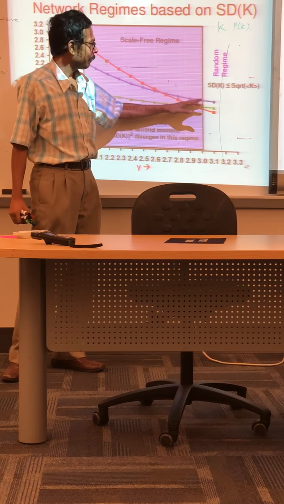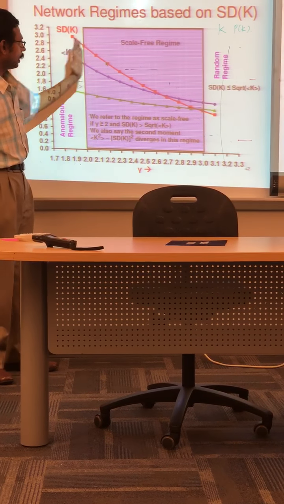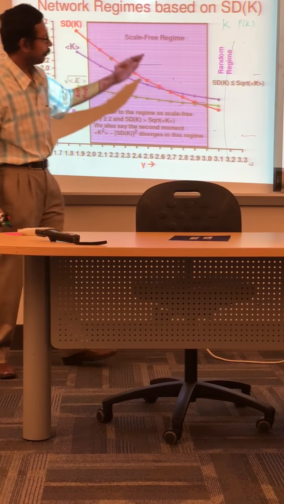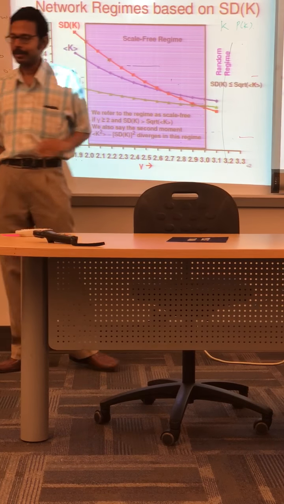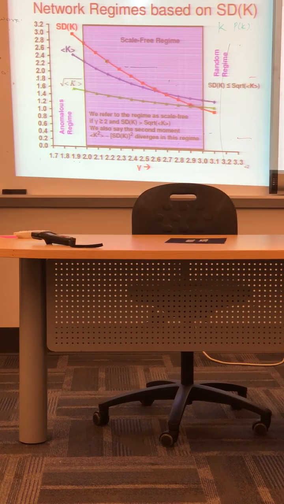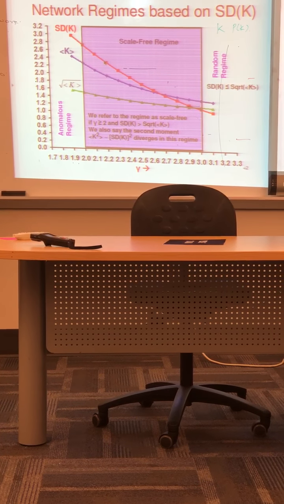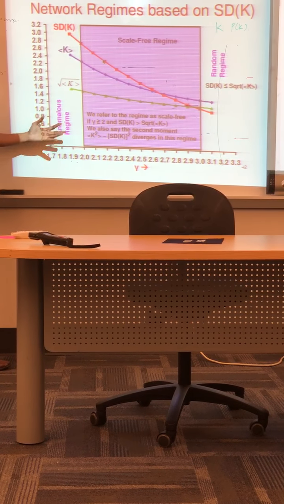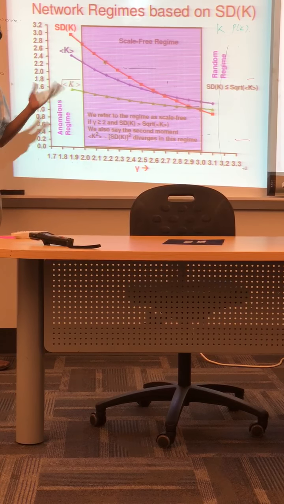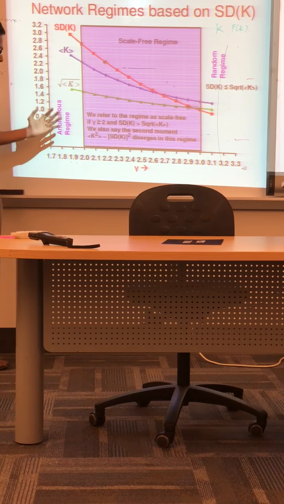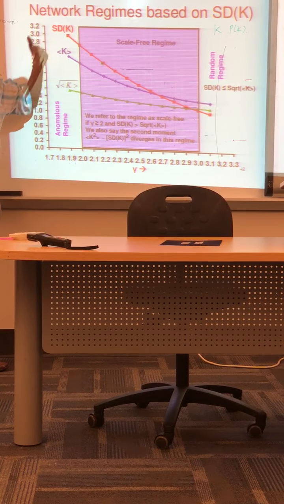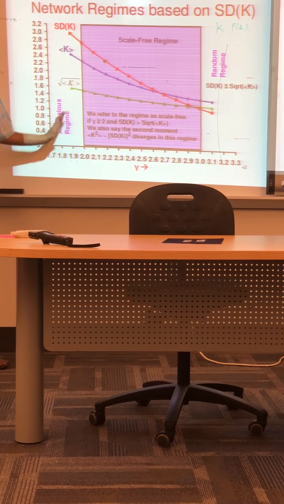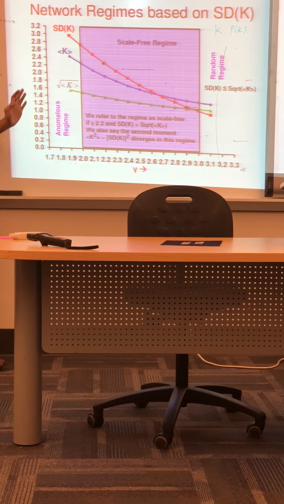So that is why we say if gamma is between 2 and 3, it is the scale-free regime, and if gamma is above 3, we can say it is the random network regime, okay? If gamma is less than 2, it's anomalous. Why is it anomalous? Because the network is not well defined. As we saw, if gamma is less than 2, the maximum degree can become more than the number of nodes. So that's why it's called the anomalous regime. Is that clear?